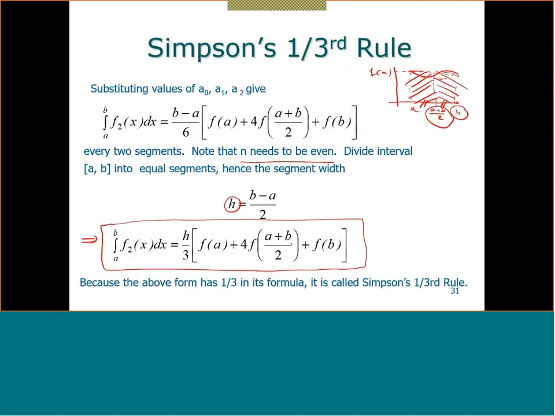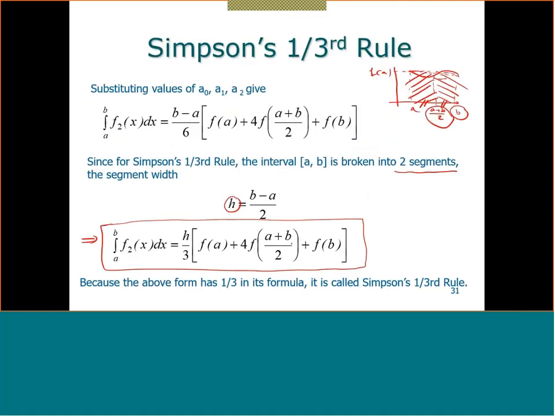This is exactly the same formula we have here. Now remember, h is (b minus a) over 2. So I can substitute this as (b minus a) over 3 times 2.